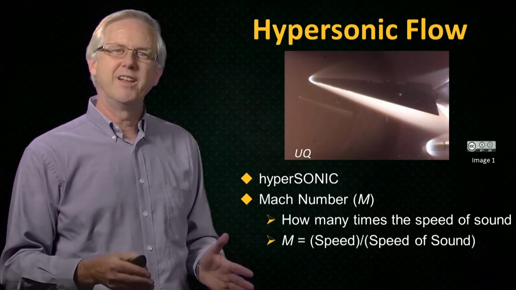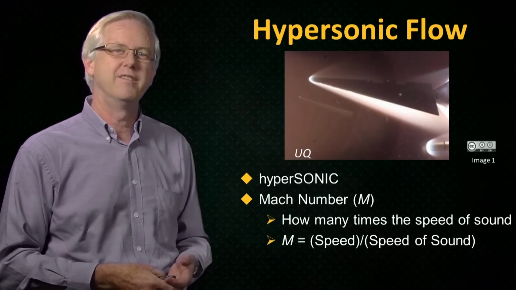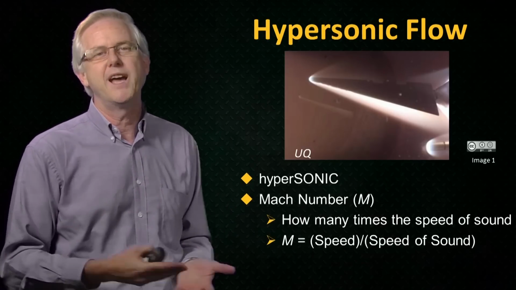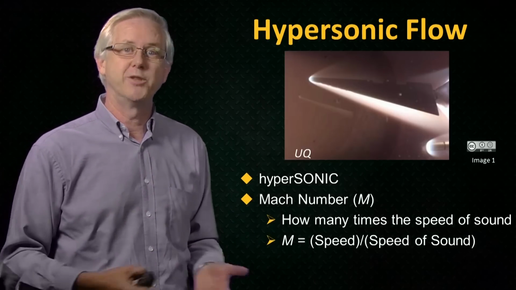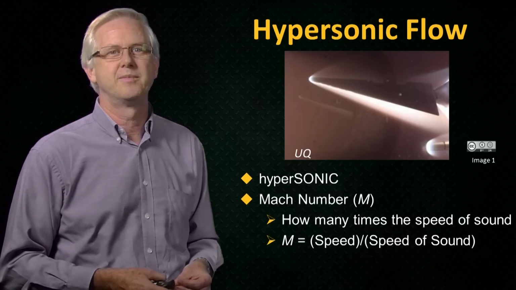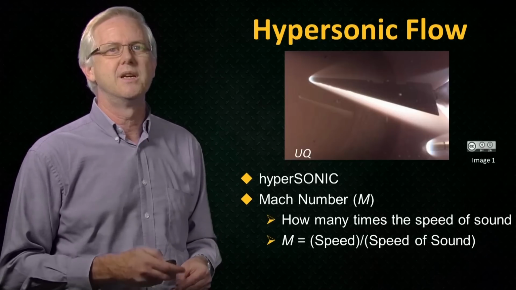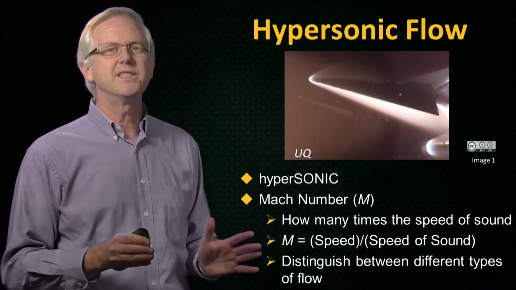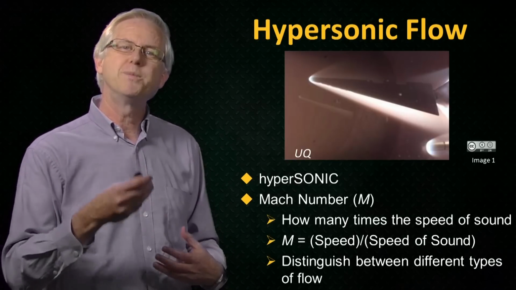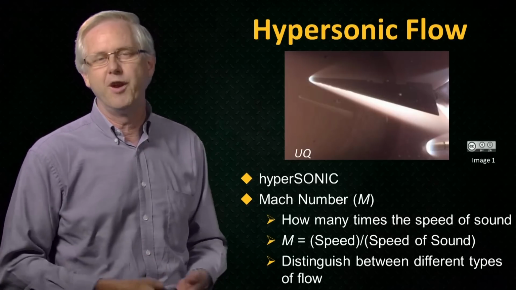So an object travelling at half the speed of sound would have a Mach number of 0.5, and an object travelling at twice the speed of sound would have a Mach number of 2. An object travelling at 10 times the speed of sound would have a Mach number of 10. We'll discuss the Mach number in much more detail in future units. But for now, it suffices to say that the Mach number is an important parameter that helps us to distinguish between different types of flow where different phenomena occur.